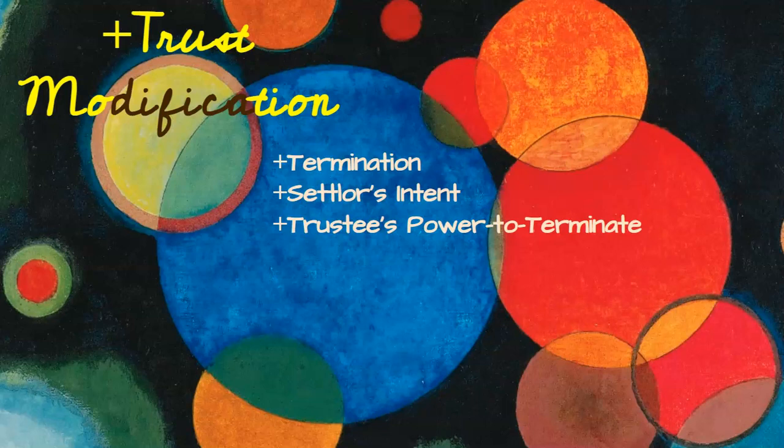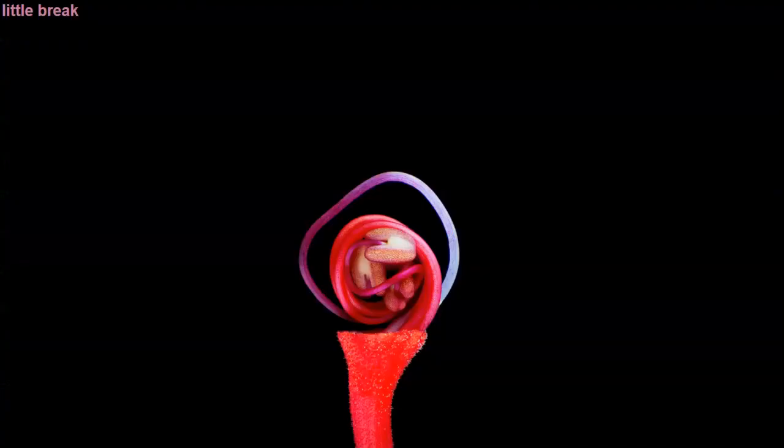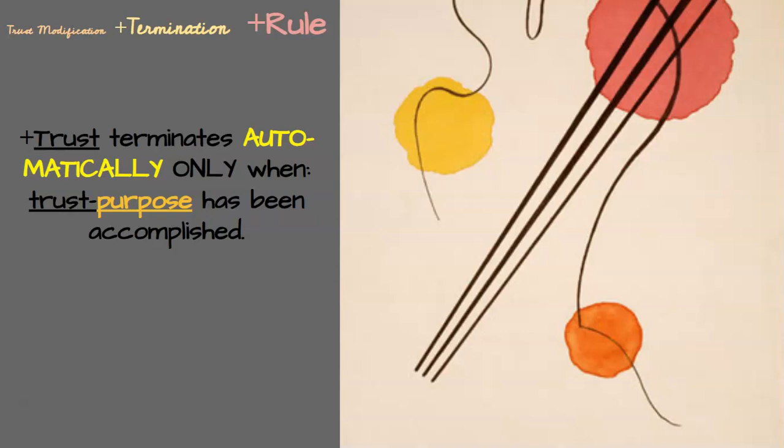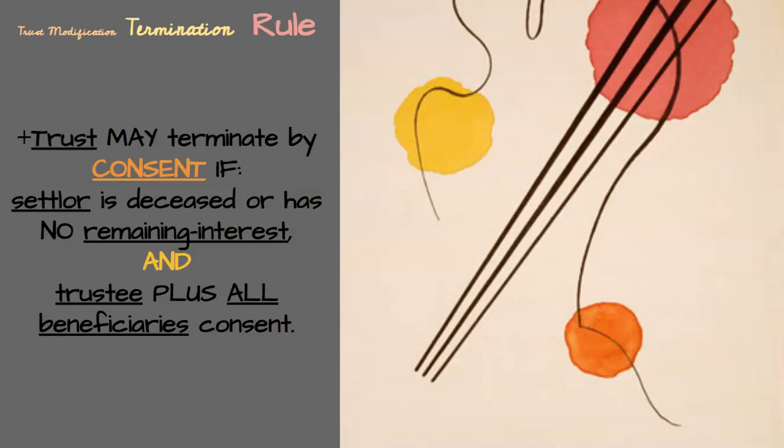All right, trust modification involves termination, settlor's intent, and trustee's power to terminate. Termination, the rule. Trust terminates automatically only when trust purpose has been accomplished. Trust may terminate by consent if settlor is deceased or has no remaining interest, and trustee plus all beneficiaries consent.